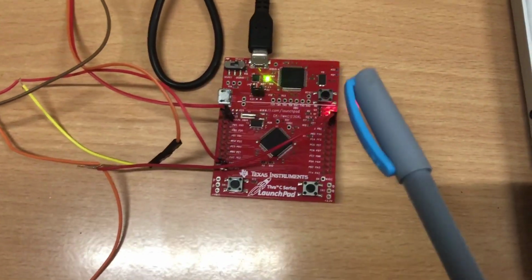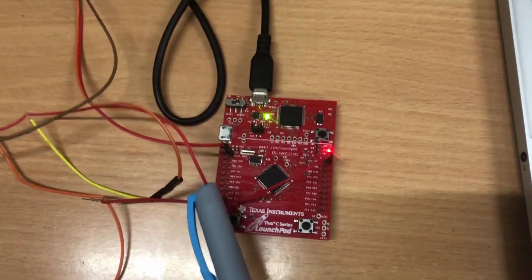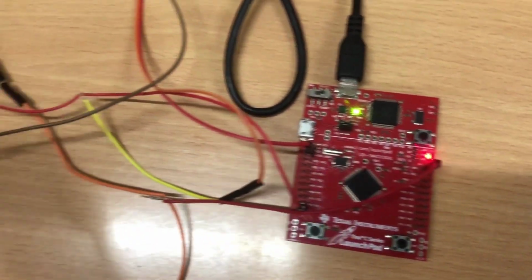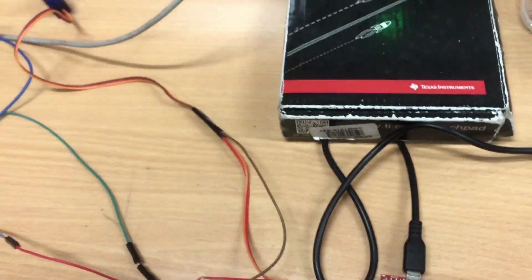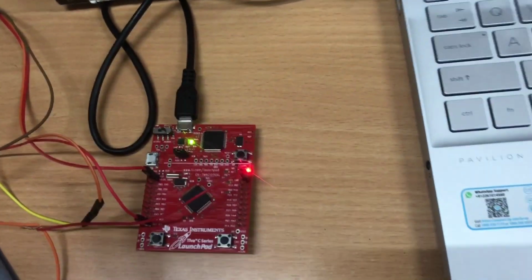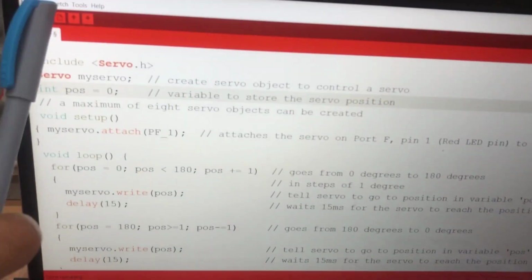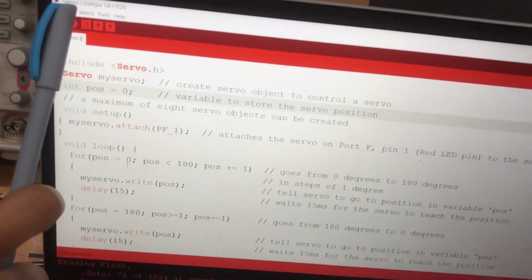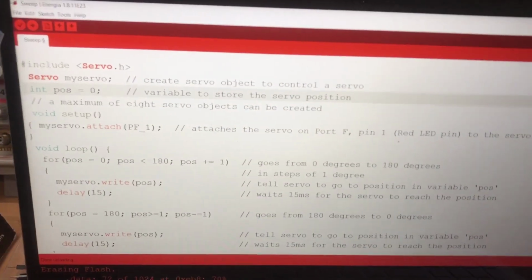So 5 volt, ground and the PWM pin are more than sufficient to drive a servo motor, as we are seeing right now. Now if you look at the coding part, it is very simple. This is in Energia, where there is an example program called the sweep program, under File, Examples.